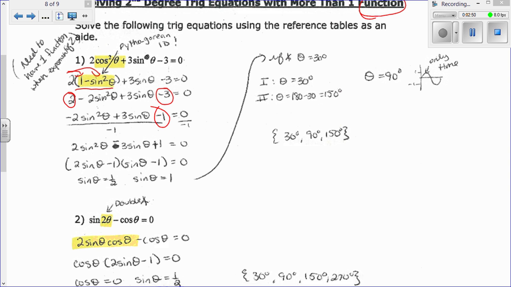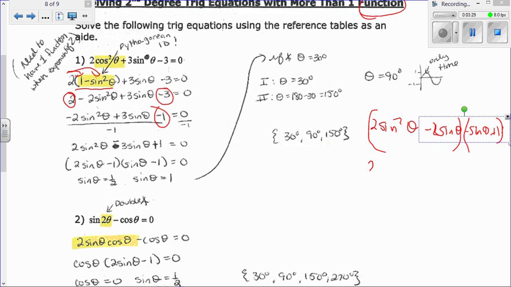And then I'm going to factor that. I factored by trial and error, but you can do it by grouping. If you need to do it by grouping, we can do it over here on this side: 2 sine squared theta minus 2 sine theta minus sine theta plus 1 equals 0. So I'm going to group it and then group it again. I don't need the equal 0 anyway.